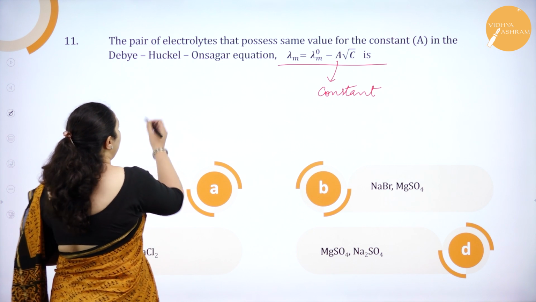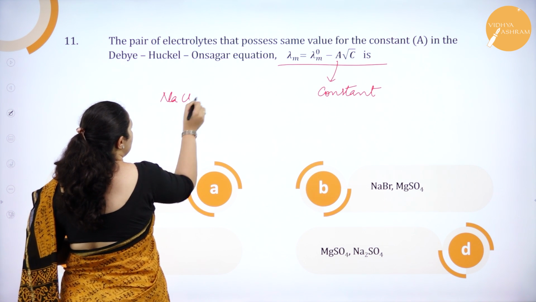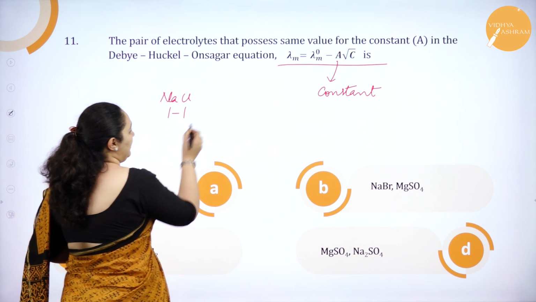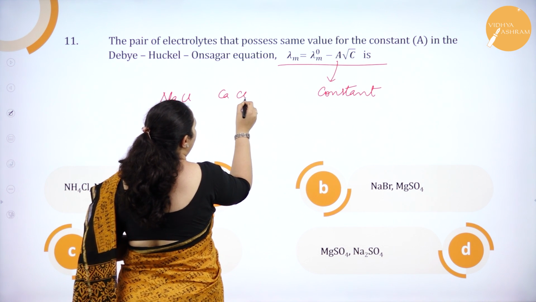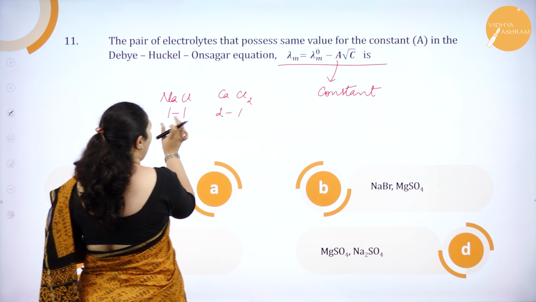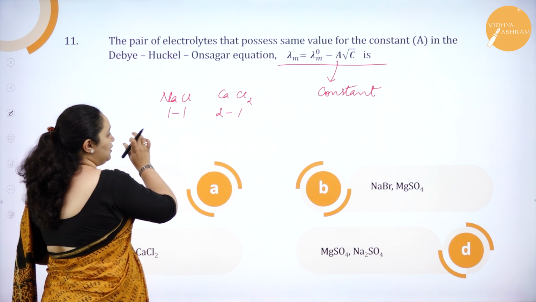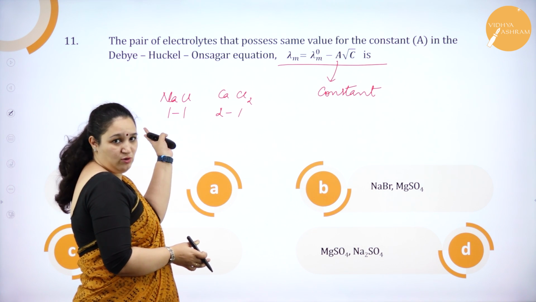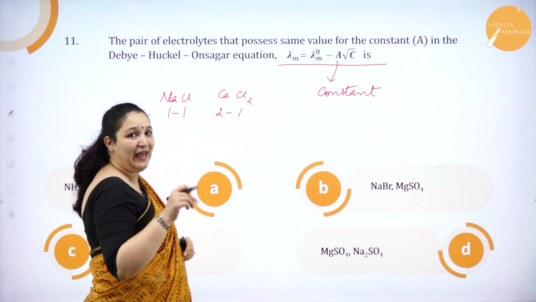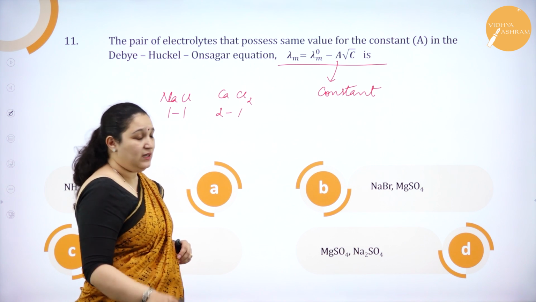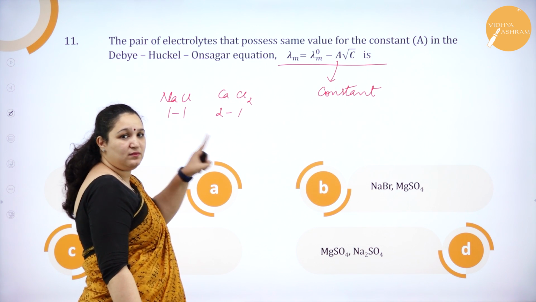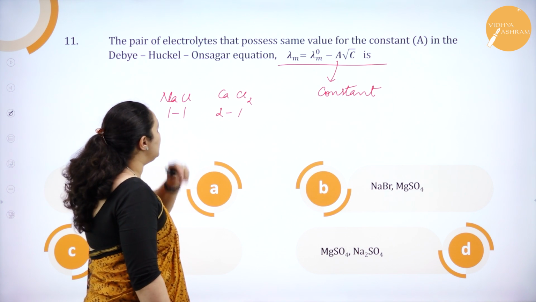For example, if it is NaCl, here the charge is +1 and -1, so it is 1,1 type. Okay, calcium chloride, if I write CaCl2, so this is 2 and 1 type. So here you have to see if the two electrolytes are of the same kind or of the same type, then A will have the same value. What is it? If the electrolytes are of the same type, then the constant will have the same value. That's the question they are asking.